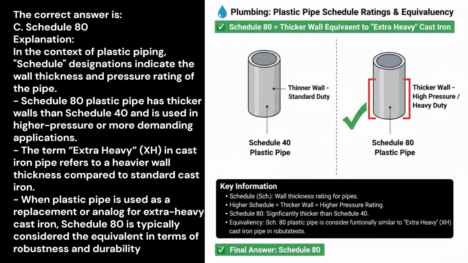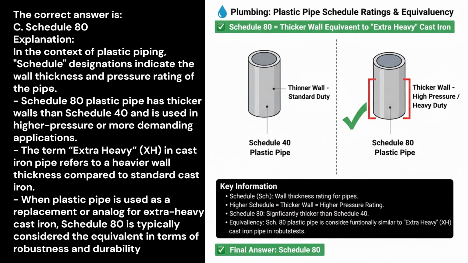Schedule 80. Explanation. In the context of plastic piping, such as PVC or CPVC, schedule designations indicate the wall thickness and pressure rating of the pipe. These schedules were originally developed for steel pipe but have been adapted for plastic pipes. Schedule 80 plastic pipe has thicker walls than Schedule 40 and is used in higher pressure or more demanding applications. The term extra heavy, XH, in cast iron pipe refers to a heavier wall thickness compared to standard cast iron.